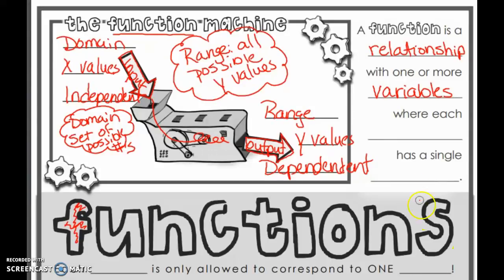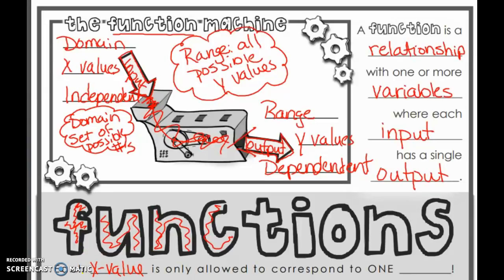What I mean by that is where each input, so everything I put into this function box here, has one single output. I can't put one item in here and then get two items out. It doesn't work that way. It has one single output. So if we look down here where it says functions, like I said, feel free to color these in, make them pretty if you want. Each x value is only allowed to correspond to one y value.